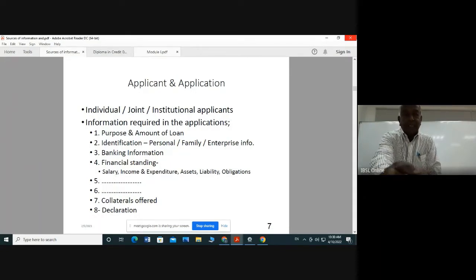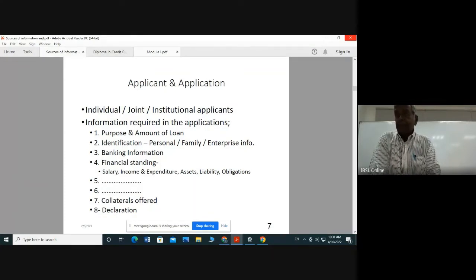So now it is the application in the case of individual, joint, and institutional applicants. So information required in the application: purpose and amount of loan, their identification, personal, family, enterprise, that is company registration or sole proprietorship or partnership, their registration numbers. Then banking information, that is the accounts, where they maintain them, all the details. Financial standing: salary, income, expenditure, assets, liability, obligation. Then in the case of institutional applicants, there is directors' information, so much information.